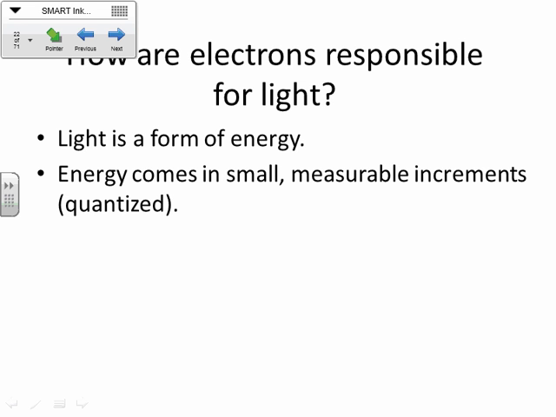Energy comes in small, measurable increments. That means it's quantized, okay? In other words, this is a hard concept, but basically energy exists in little packets. I don't usually think of it that way, but if you keep dividing energy enough, eventually you're going to get down to a point where you can't divide it any further, and that's a little packet of energy called a photon, okay?